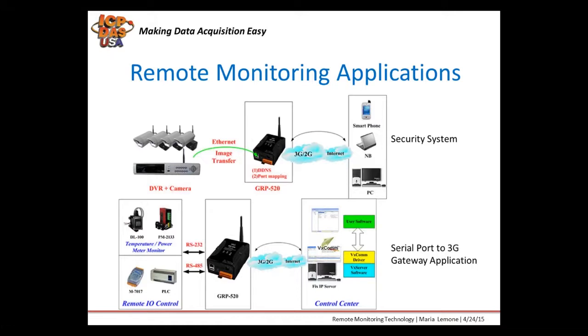The GRP 520 can be used in various remote monitoring applications. So it can work with the remote video monitoring application where it can send data captured by the video cameras back to a smartphone, a PC, or a laptop for real-time monitoring. It can work as a serial port to 3G gateway as well, where it can work with temperature or power meter monitors to send measured data to control centers via the 3G internet network.